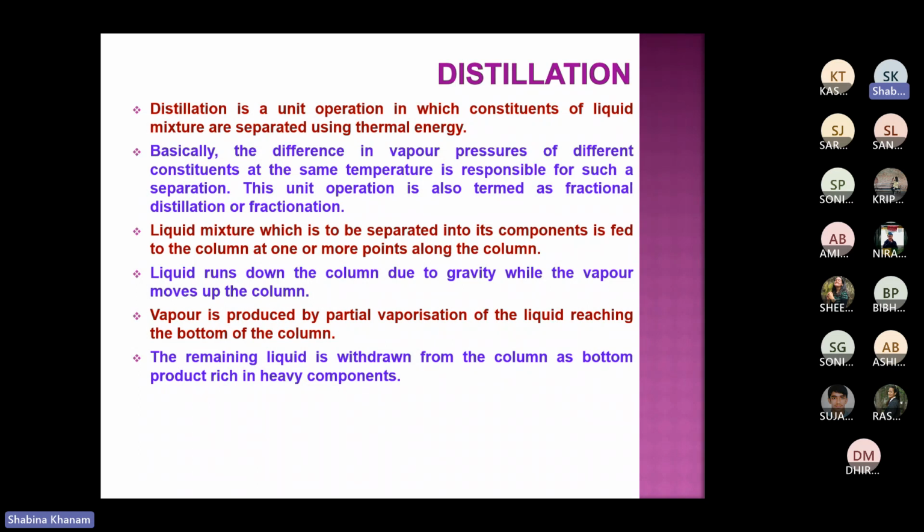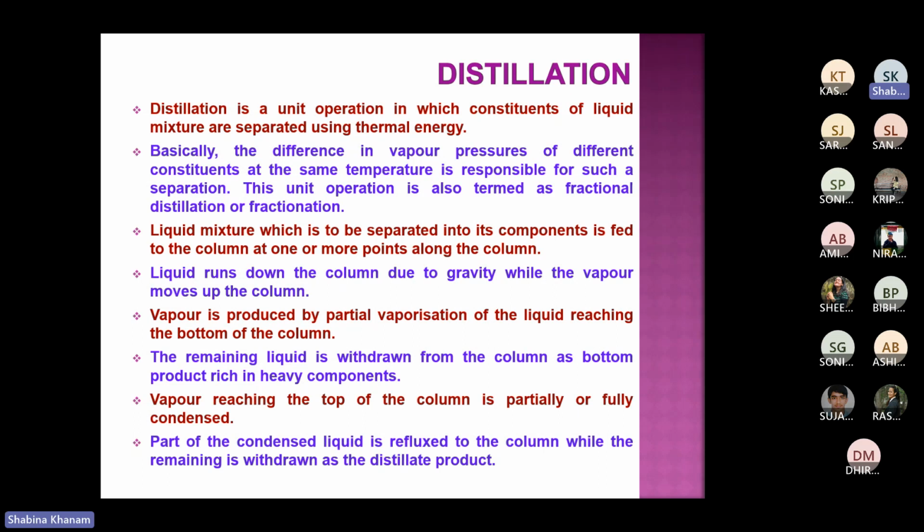Okay, heavy and light, how do you decide? Based on volatility. Which is more volatile, that would be lighter. Which is less volatile, that would be heavier. Okay, so vapor reaching the top of the column is partially or fully condensed. What is partial and what is total, you should understand that. We have already discussed that in detail in the condenser, so you can refer to that.